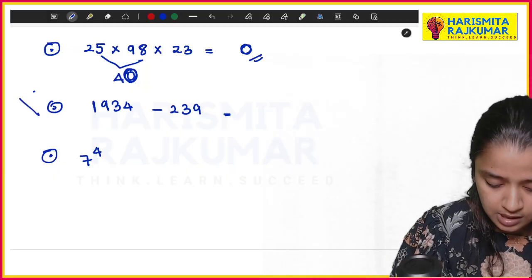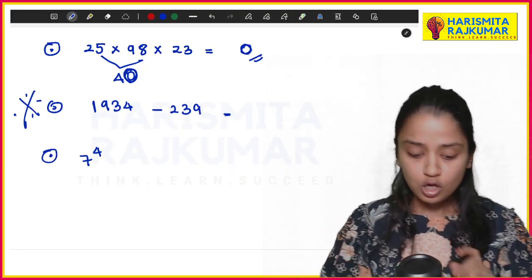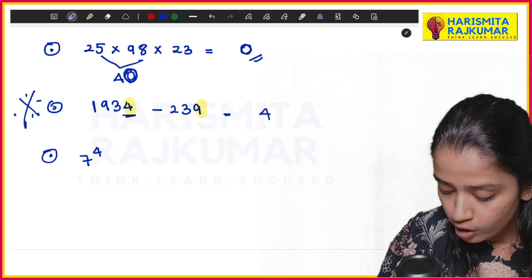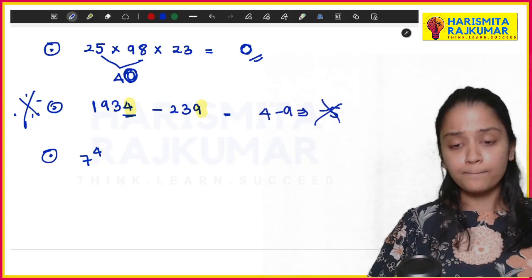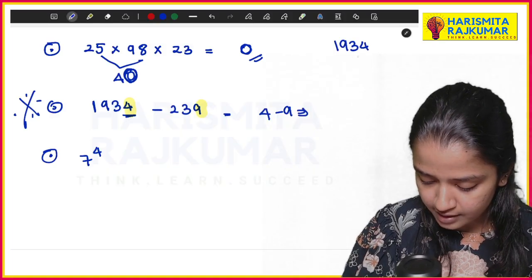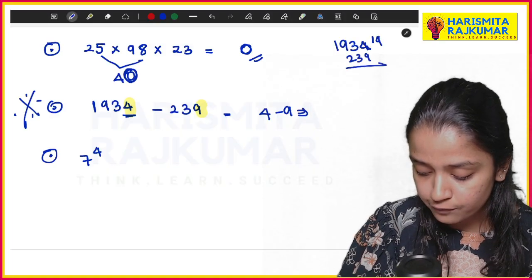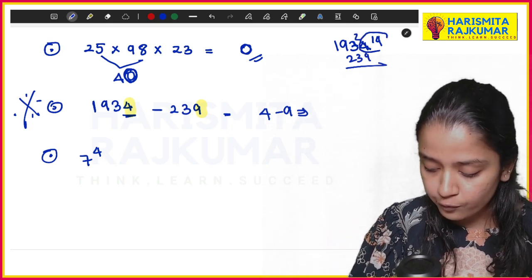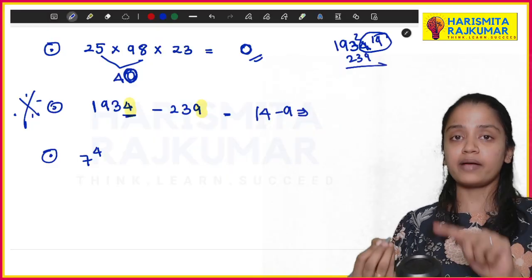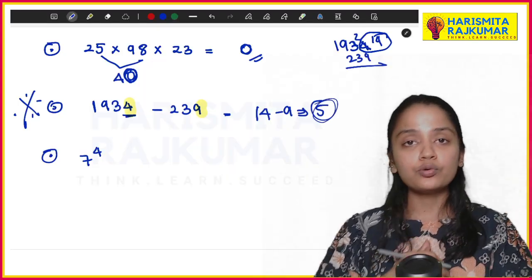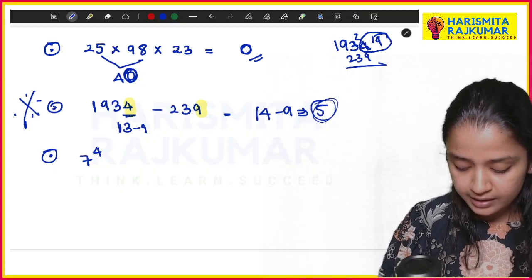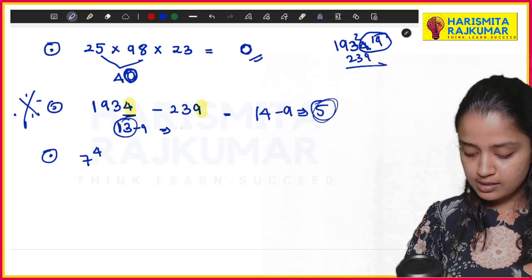And this is one of the most important questions. What is the unit digit of this? 4. And what is the unit digit of this? 9. So 4 minus 9, you can't write it as minus 5. So generally, how will you do it? You will borrow one, so this 4 becomes 14. Then you subtract 14 minus 9, which is 5. That is your unit digit. Similarly, when you have the unit digits 3 and 9, you convert 3 to 13. 13 minus 9 is nothing but 4.